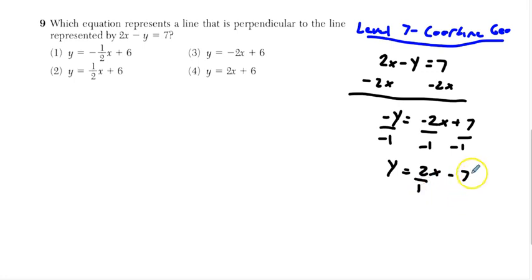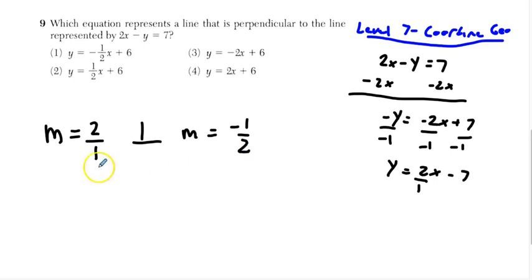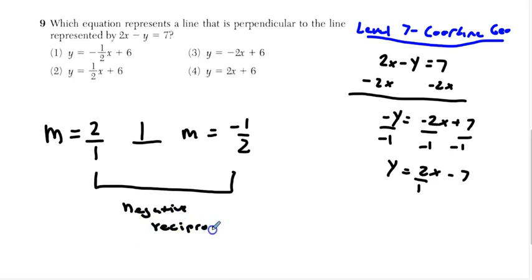It's going to make this problem a little bit easier. We want to find which one is perpendicular to the line represented by this. So our slope here is 2 over 1. The perpendicular slope is going to be negative 1 over 2, right? Because that's the negative reciprocal. All right. So, which one has a slope of negative 1/2?